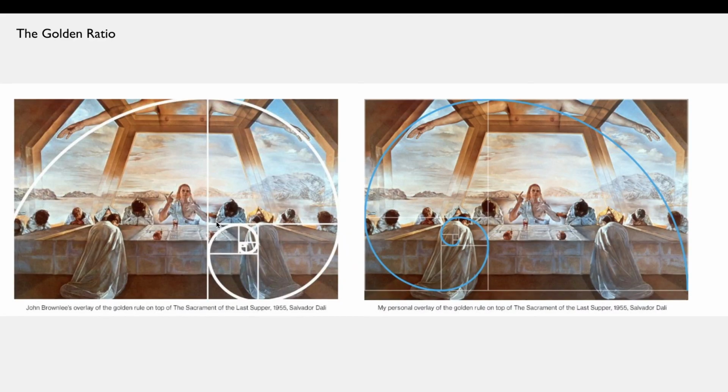Here's a breakdown of how the golden spiral and the golden ratio can be broken down into the wonderful Salvador Dali's Sacrament of the Last Supper. Here is the overall square, as we can see this being divided. We can also see the tabletop being the rectangle start and the smaller square on those areas.